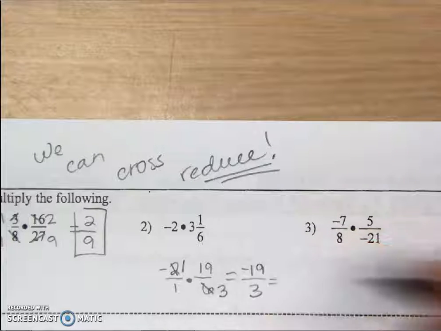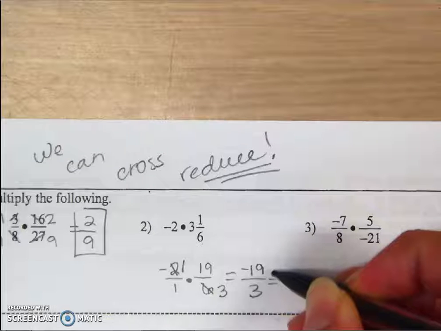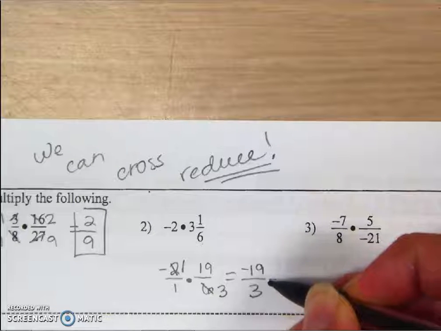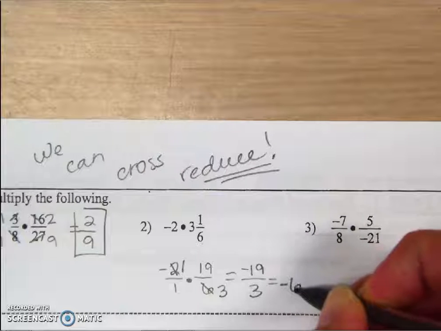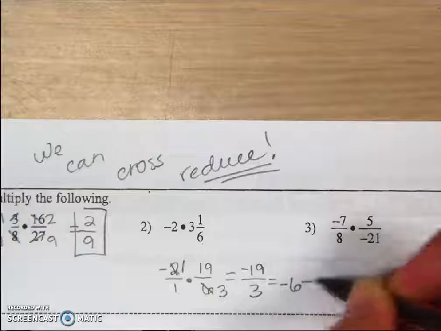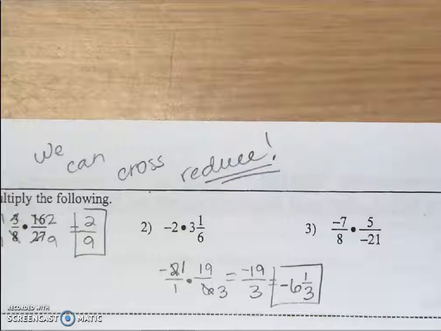Ta-da! Let's rewrite that as a mixed number. How many groups of 3 can I take out of 19? 3, 6, 9, 12, 15, 18. I could take out 6. So that would be negative 6, which would give me 18, so I would have 1 left over. There's my answer.